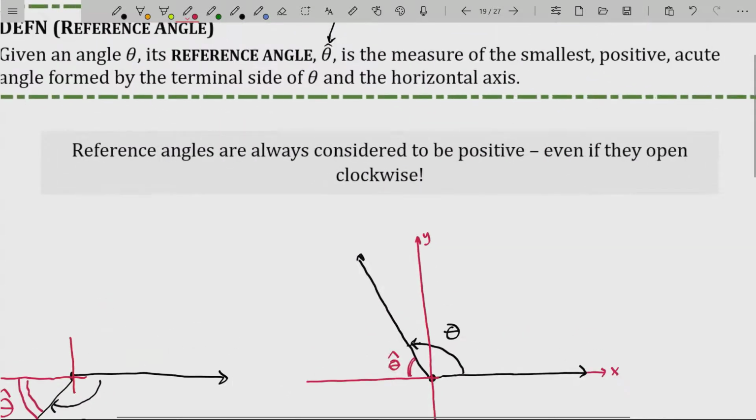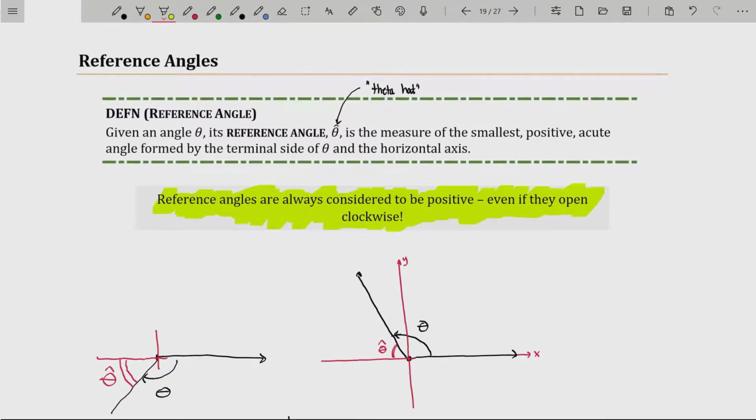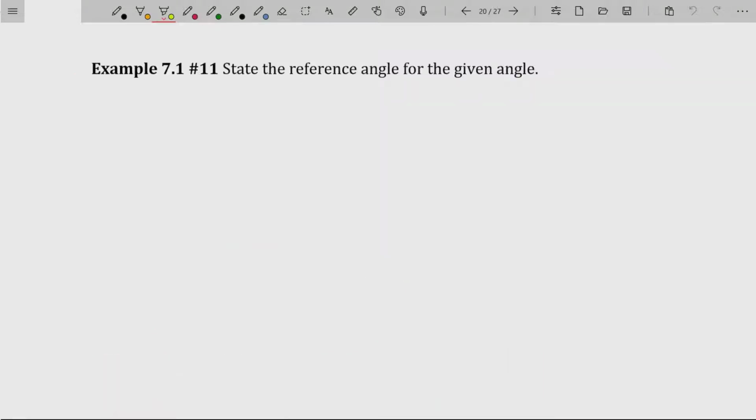Little note I have here. Reference angles are always considered to be positive, even if they open clockwise. That is critical to note. Reference angles will always just be considered positive angles. And that's because we use them for intermediate level mathematics, in between computations. And we just need those things to be positive. So this is very important. All right, let's go ahead and move forward.